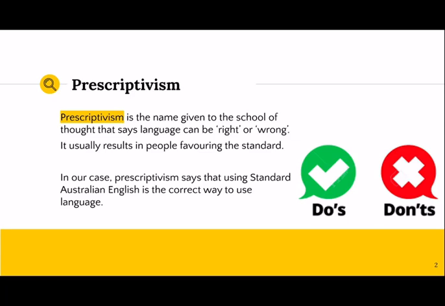Prescriptivism is the name given to the school of thought that says language can be right or wrong. It usually results in people favouring the standard, so what we would classically say is right. In our case, prescriptivism says that using standard Australian English is the correct way to use language. So the word correct is really, really important there, and it's a key idea in prescriptivism.